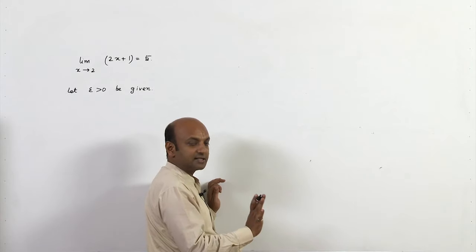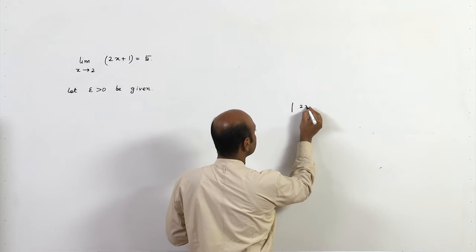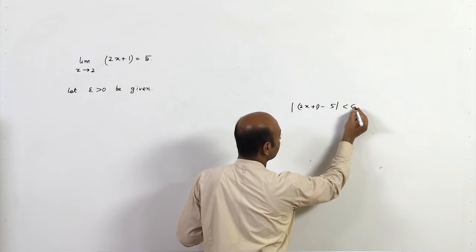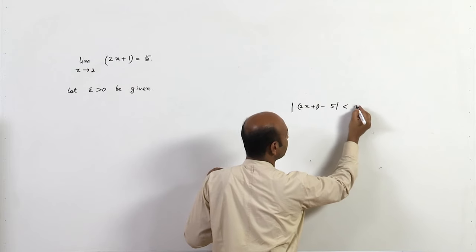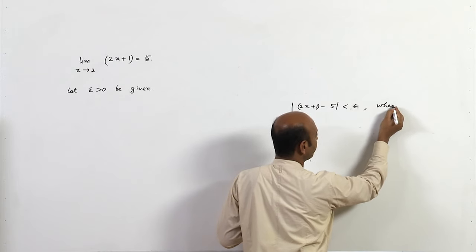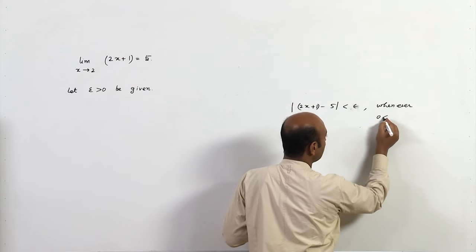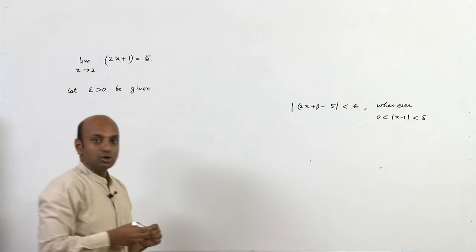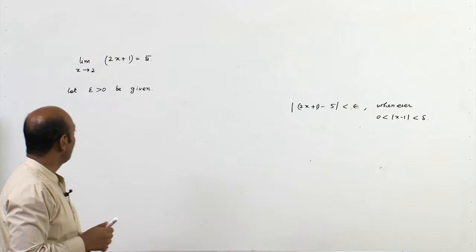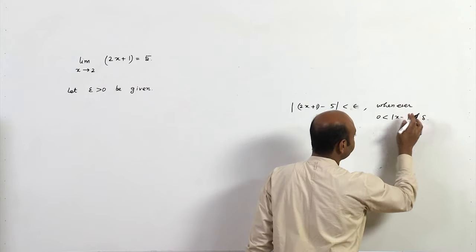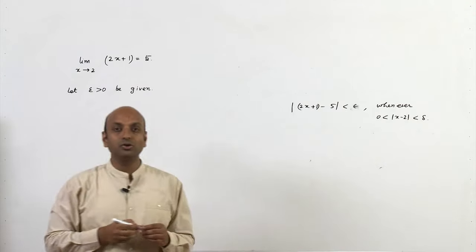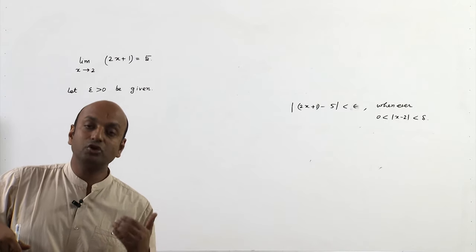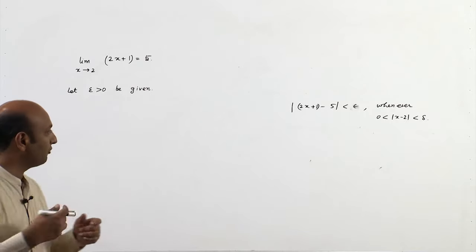What we have to prove basically is that for every epsilon greater than 0, there will exist a corresponding delta greater than 0 such that mod of 2x plus 1 minus 5, this is f(x) minus L, is less than epsilon whenever 0 is less than mod x minus 2 is less than delta. So basically we have to show the correspondence of delta in terms of epsilon. We have to show the existence of delta. Okay. So how can we do that?